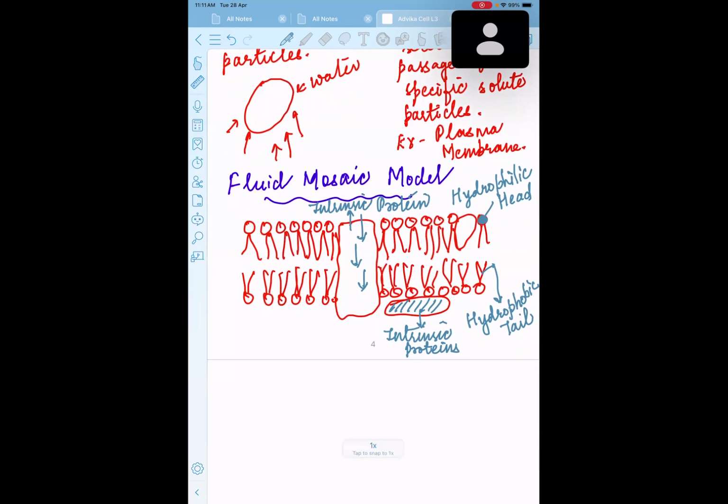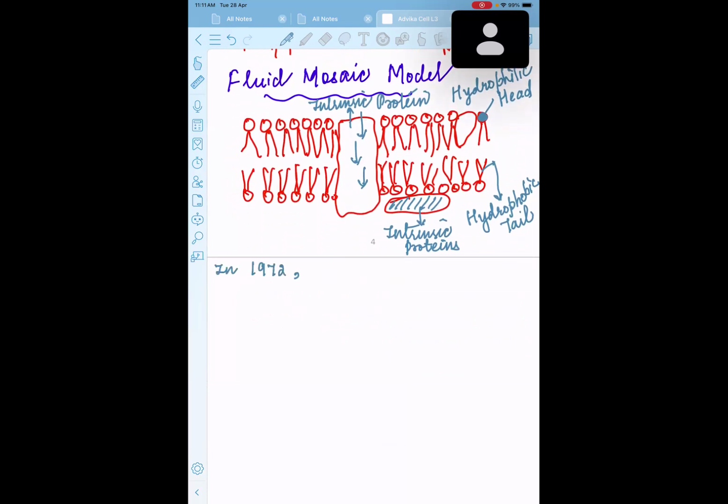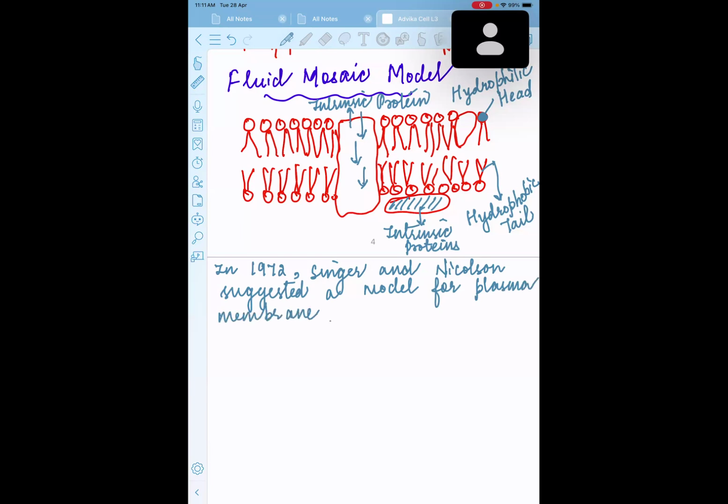In 1972, two scientists, Singer and Nicholson, suggested a model for the plasma membrane, and they called it the fluid mosaic model.